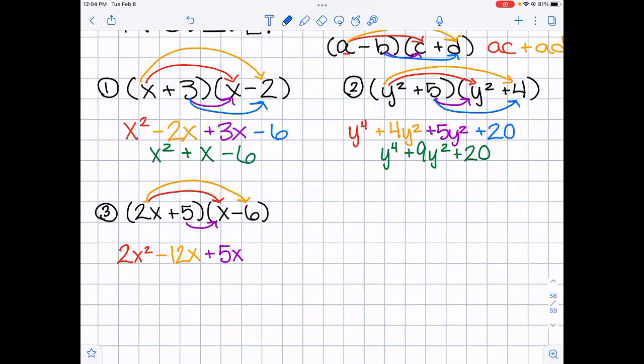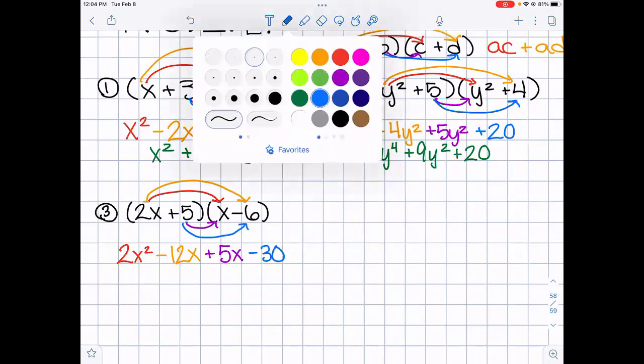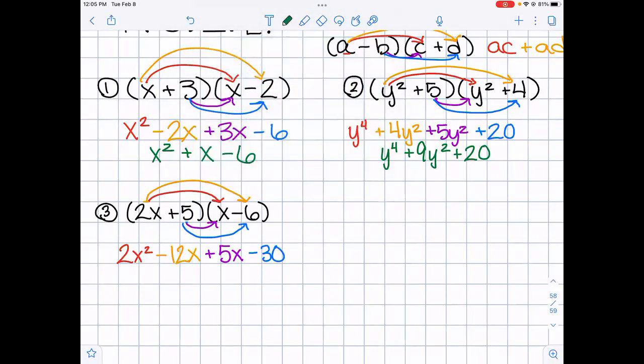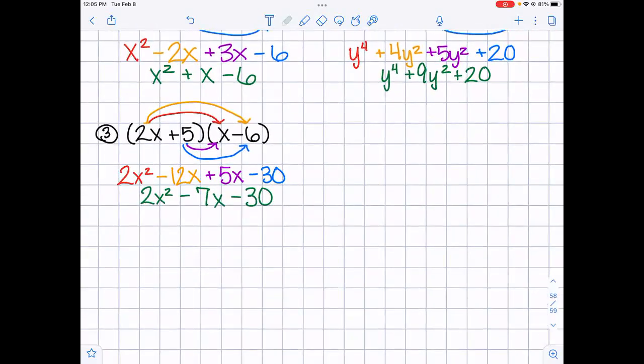Bono, do you know what's next? Five and -6, which is -30. Okay, good. All right. Does anybody know what to do before we're done? Like terms. What's -12 plus 5? -7. 2x squared minus 7x minus 30. We got like the whole rainbow going on here. Didn't really mean to do that, but it works.